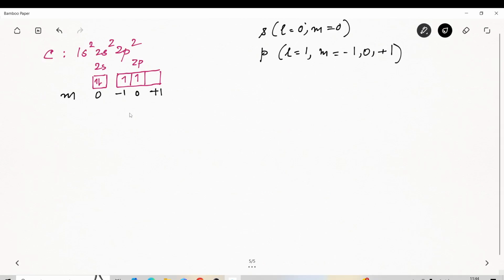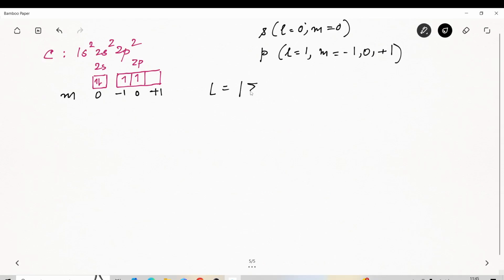Anyway, we'll not discuss this right now. So these are the values of m. Now how to calculate the value of capital L? Now capital L, see, this is how you will calculate.